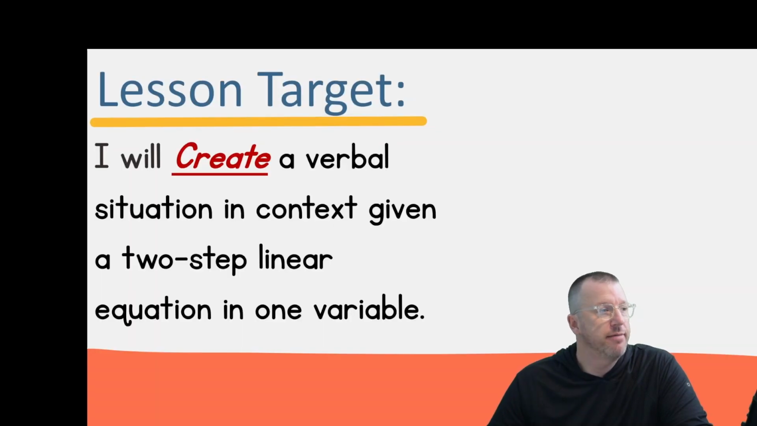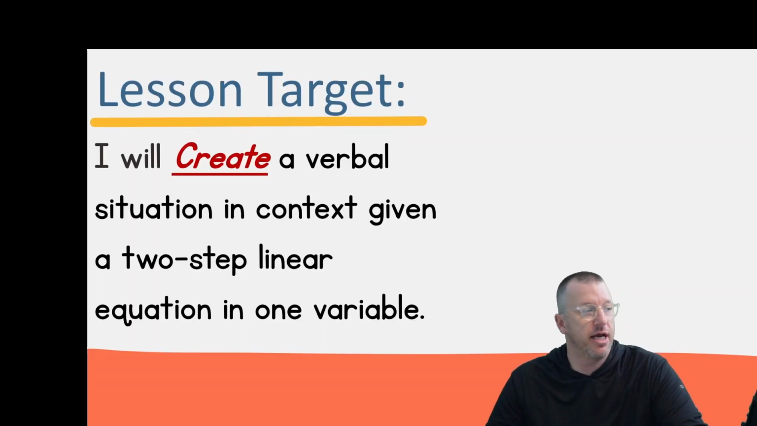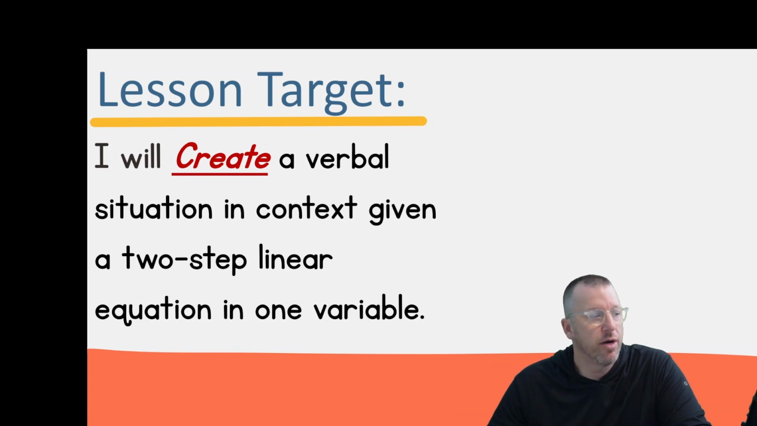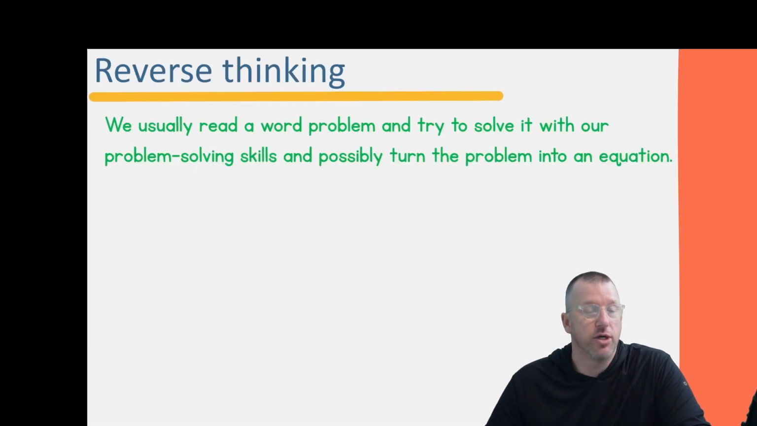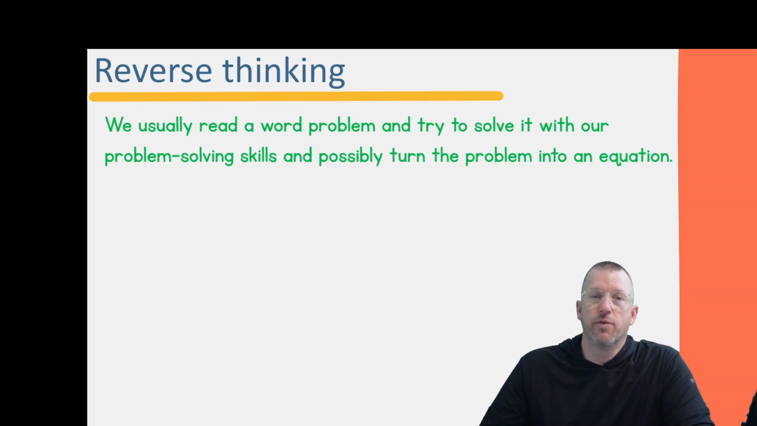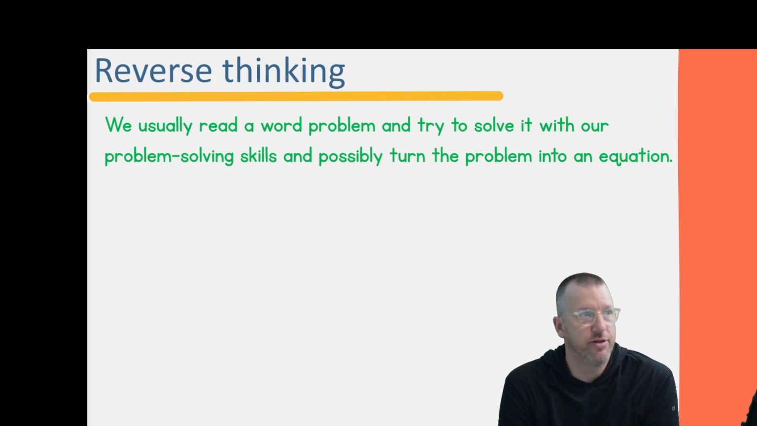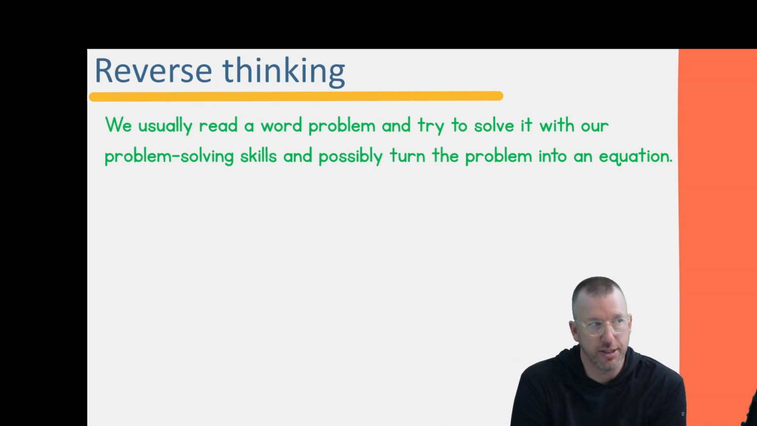Okay, again, we're going to create a verbal situation in context given a two-step linear equation with one variable. In other words, we are going to make a word problem out of an equation. All right, so we usually read word problems, right? So we get a word problem on a test, or in the real world, and we have this scenario where we need to solve it with our problem-solving skills, okay?